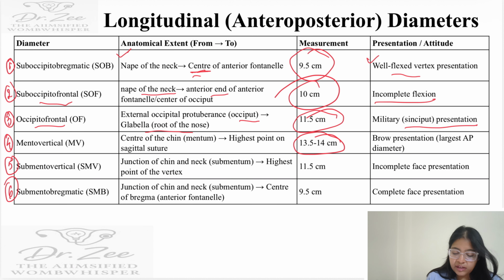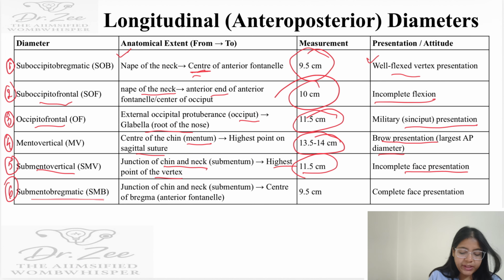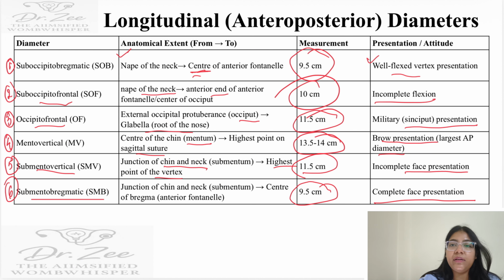Mentovertical, this is the largest diameter and it extends from the chin, that is mentum, to the highest point on the sagittal suture, and it is the diameter of presentation in brow presentation. Submentovertical, obviously from the junction of the chin and the neck, this is the chin and this is the neck. So from here, that is the junction, to the highest point on the vertex, it is 11.5 centimeter, and this is the diameter of presentation in incomplete face presentation. And submentobregmatic, again from the junction to the center of the bregma, that is 9.5 centimeter, and it is the diameter in complete face presentation.